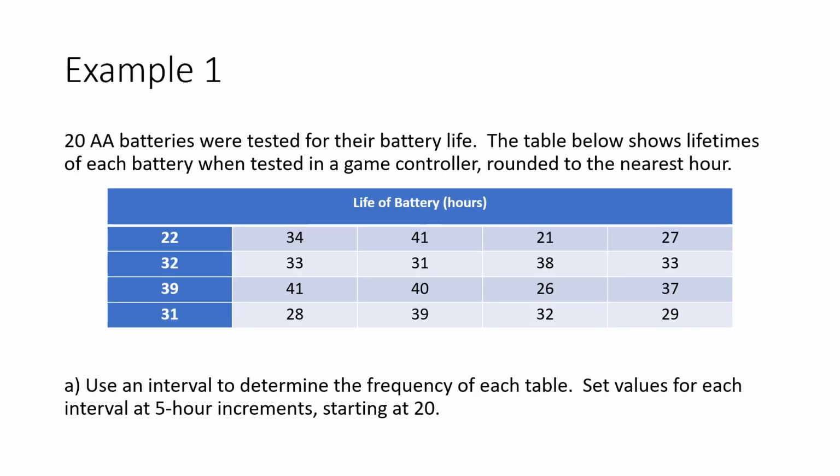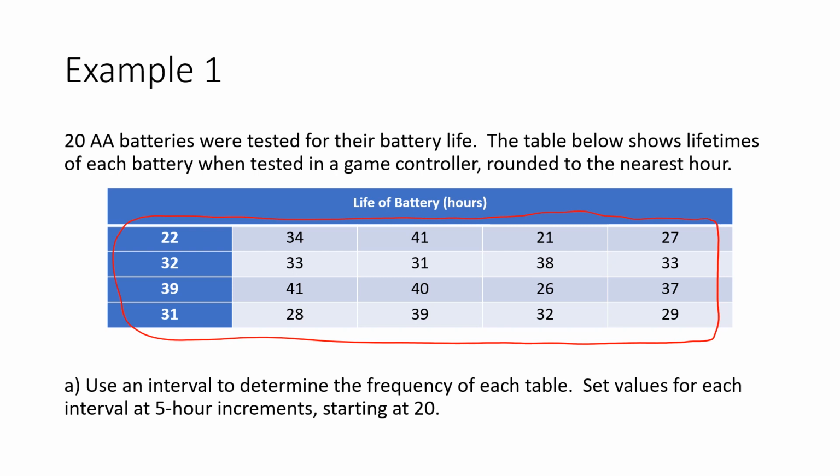Simple example. Example 1 says 20 AA batteries were tested for their battery life. The table shows lifetimes of each battery when tested in a game controller, rounded to the nearest hour. So these 20 numbers represent the hours for each battery when tested in a game controller. Remember, here we're looking at time. The life of a battery is measured in time. So these are continuous random variables.